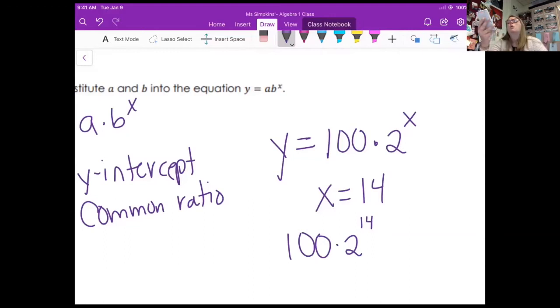And you should get 1,638,400. So what I'm saying is you're going to type your exponent or your 2 to the 14th. So 2, hit that XY button right above the C, 14, and then hit equals, and then multiply by 100. So after 14 hours, you have 1,638,400 bacteria.